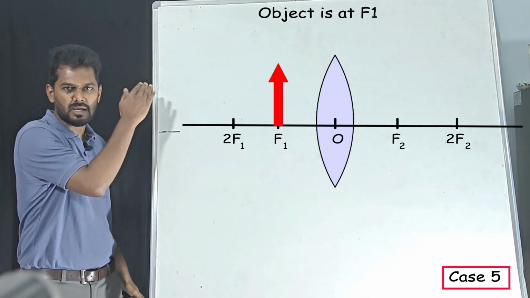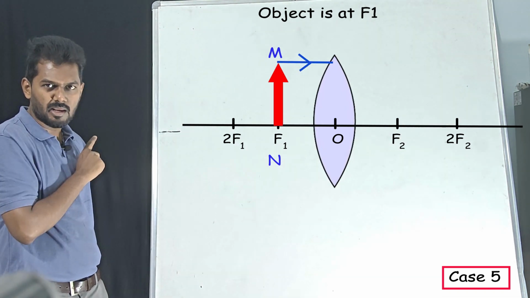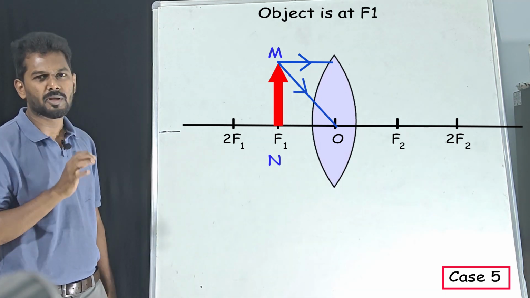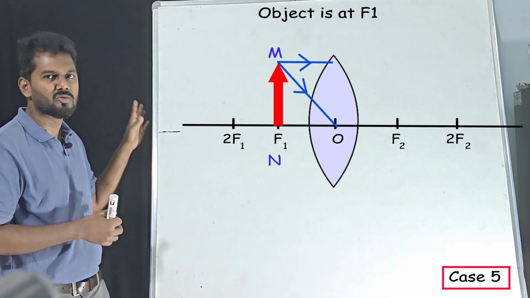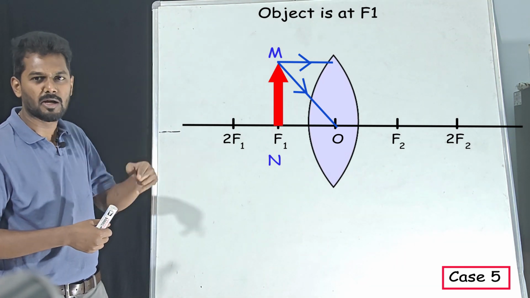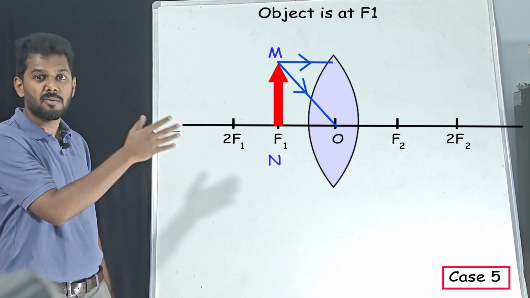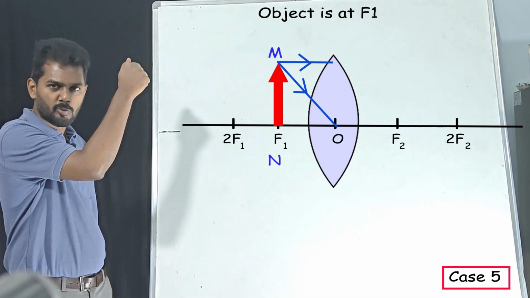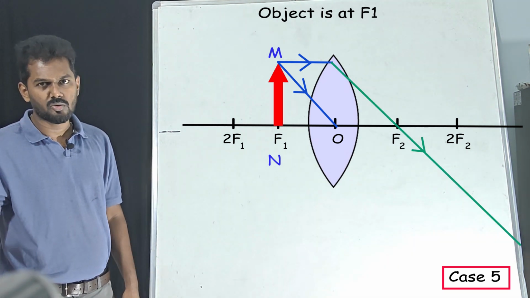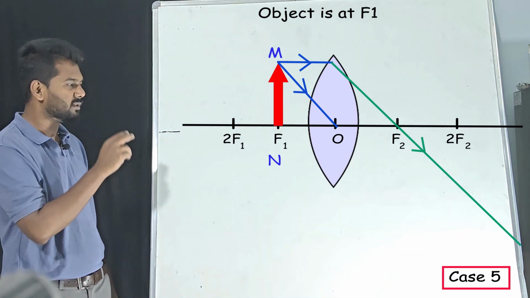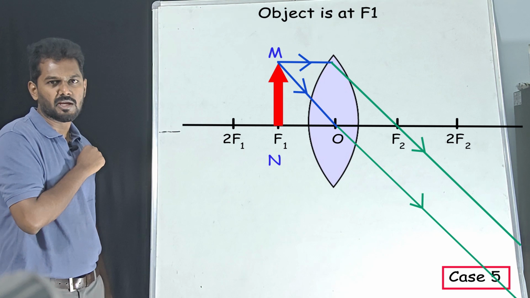So here the object is MN. When the object is placed anywhere, one parallel ray we have to take, one passing through optic center. Why only these two? Because it is mentioned in the textbook. You can take these two, or any other two rays, and we're going to get the same image only. When one ray is parallel to the principal axis, we know it definitely passes through F2. If it passes through the optic center, it passes without deviation.